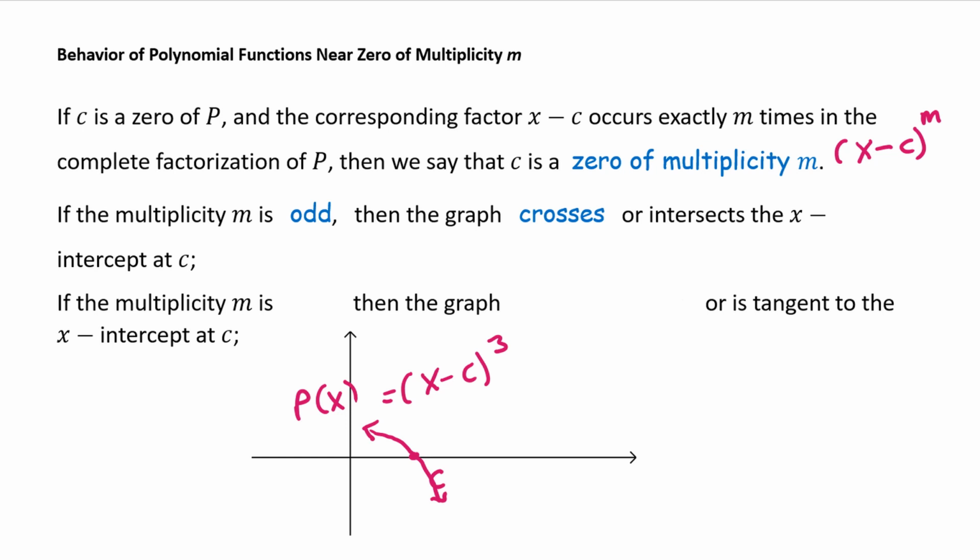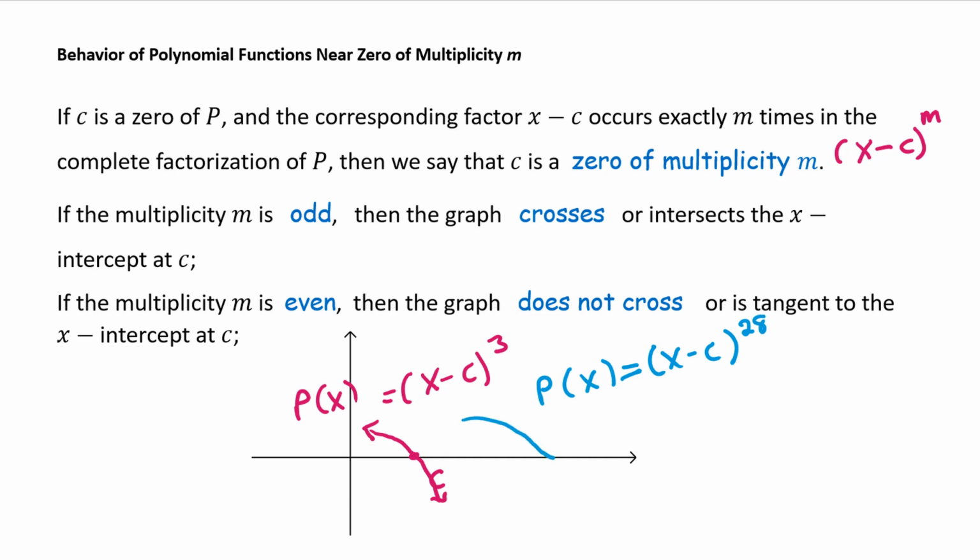If the multiplicity m is even, then the graph does not cross it, but it remains tangent to it. So let's suppose we have p of x equals x minus c. Give me a nice even number. 28, ridiculous. It doesn't matter. But anyway, so we'll have a graph. If it occurs an even number of times, then the graph will touch it, or another way to say it is it is tangent to it, but it will not cross at that zero.